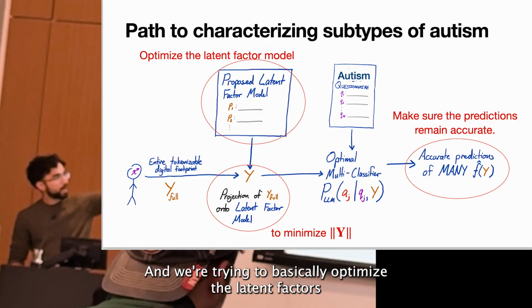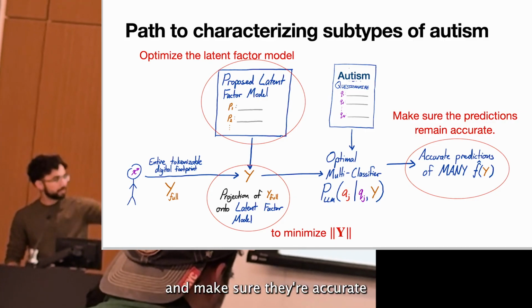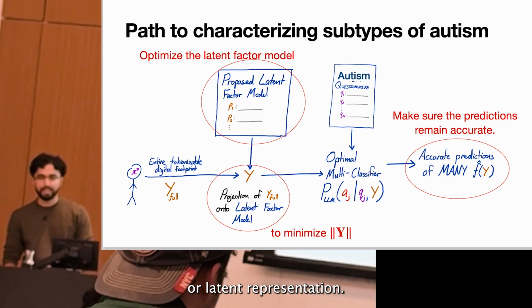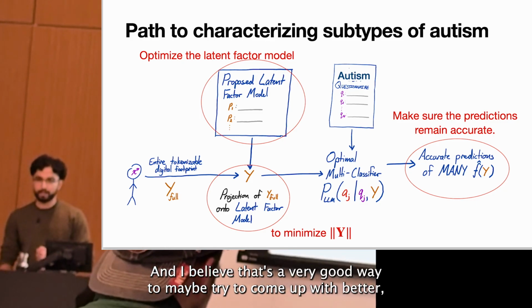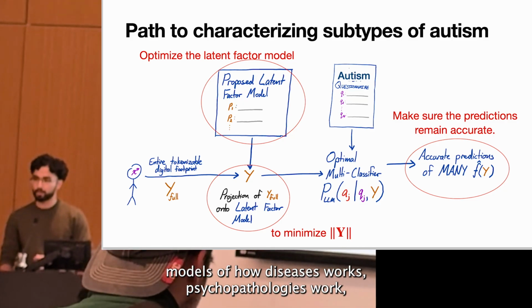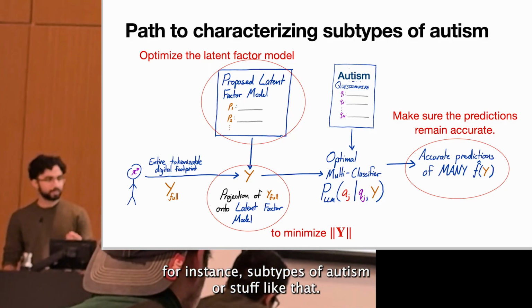And we're trying to optimize the latent factors to make sure they're accurate, and also minimize this compressed, or latent, representation. And I believe that's a very good way to try to come up with better models of how diseases and psychopathologies work, for instance, subtypes of autism, and other things like that.